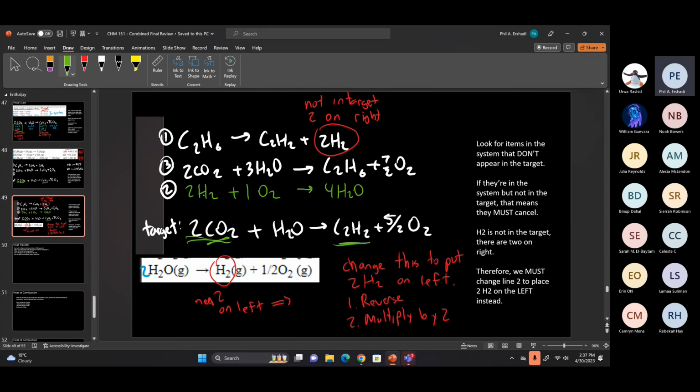Now, look here at the last line. Look here in the first line. You see the 2 H2s would cancel? Because one of them's on the left and one of them's on the right. That's good. We want the 2H2 to cancel.